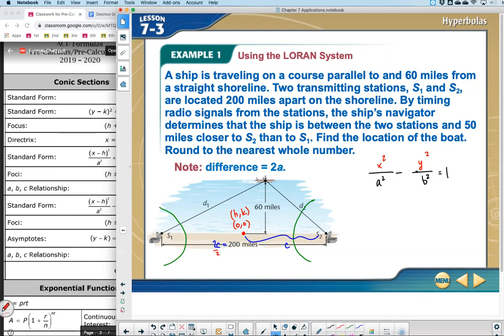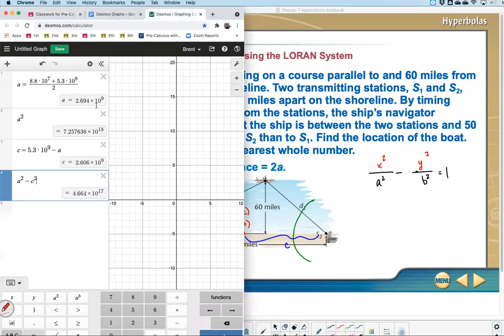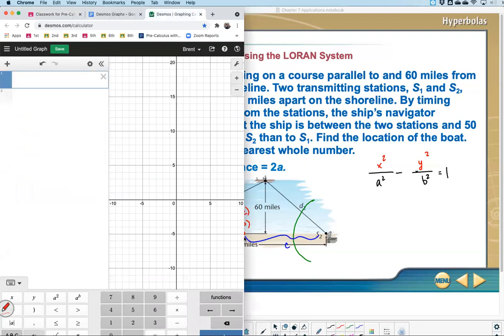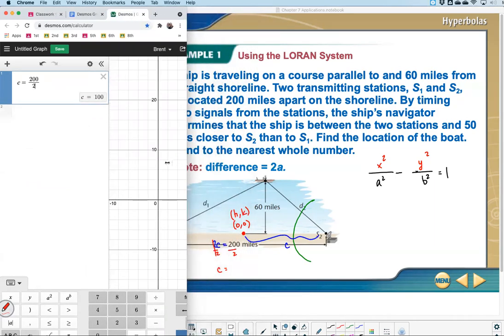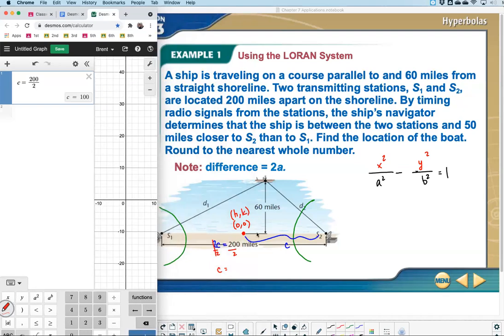What does 1c equal? You're not sure what I'm going to do here for this problem, so I'm going to do a blank graph. Just going to erase this here and just type it in. C is going to equal 200 divided by 2. So that's the distance. That's the distance from the center to the station.